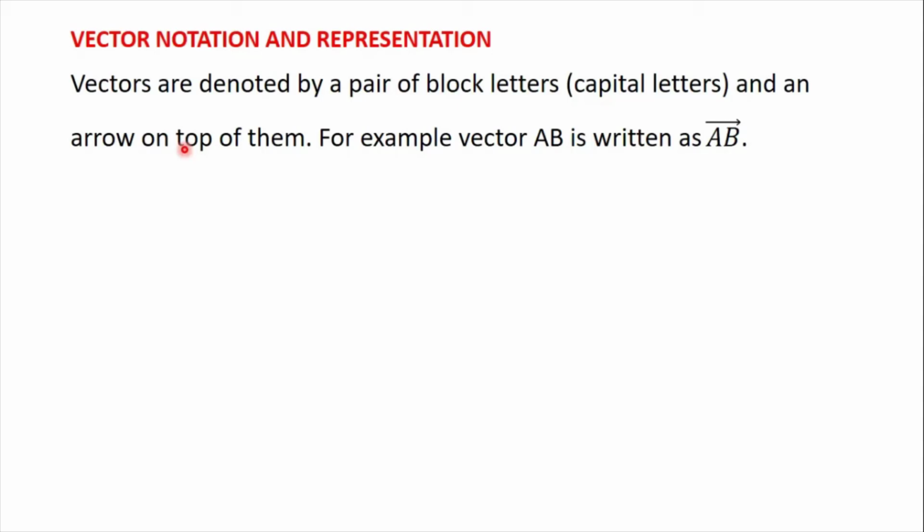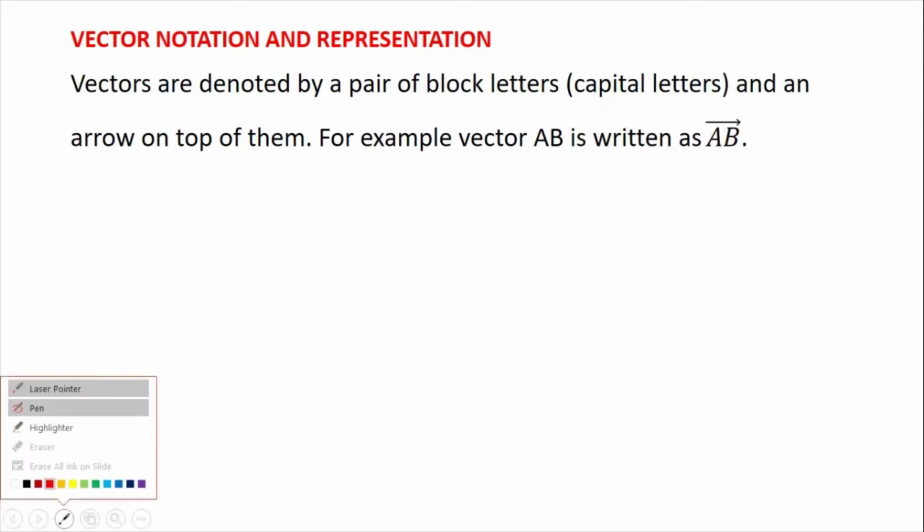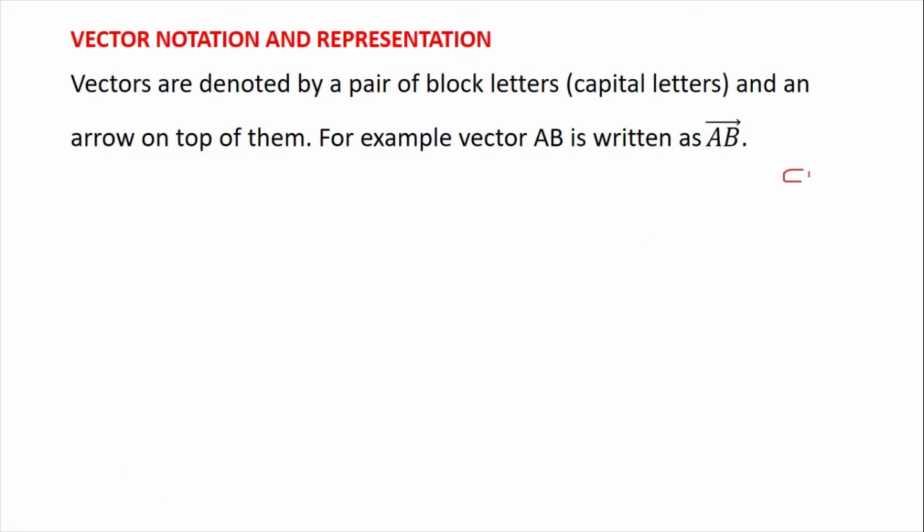Vectors are denoted by a pair of block letters or capital letters and an arrow on top of them. For example, vector AB is written as AB with an arrow on top of it. In the same way, vector CD will also be written as C, then D with an arrow on top of it pointing this way.